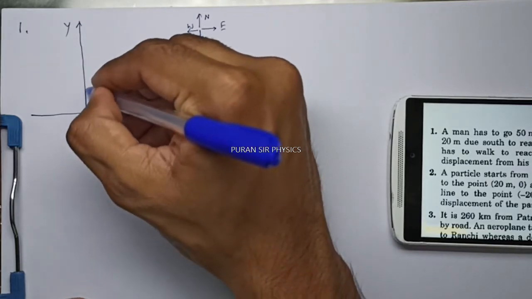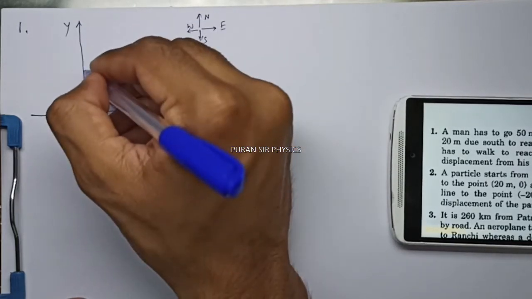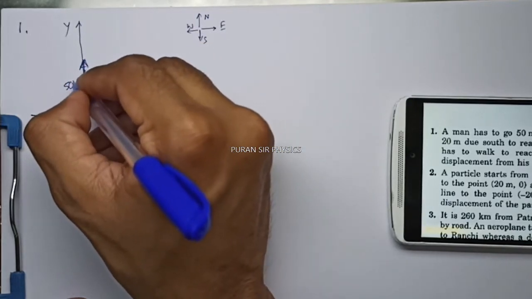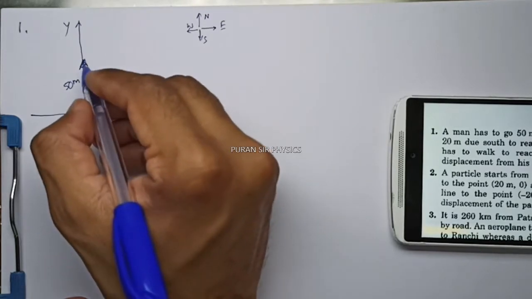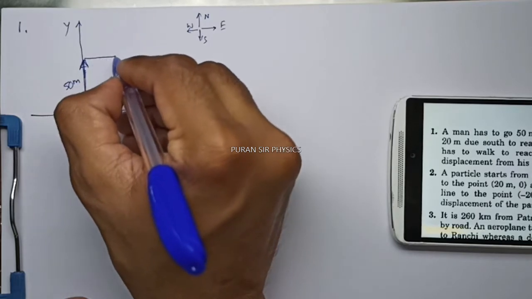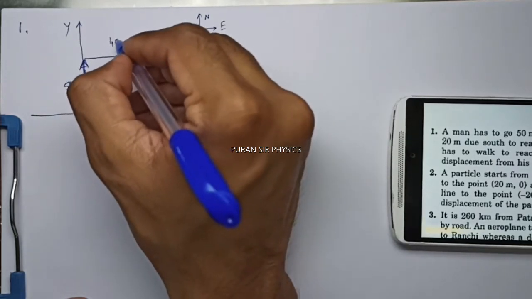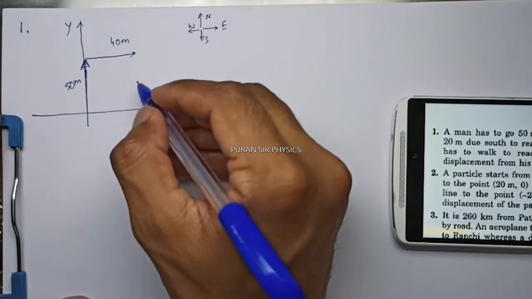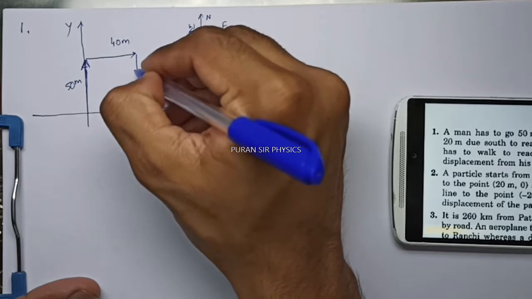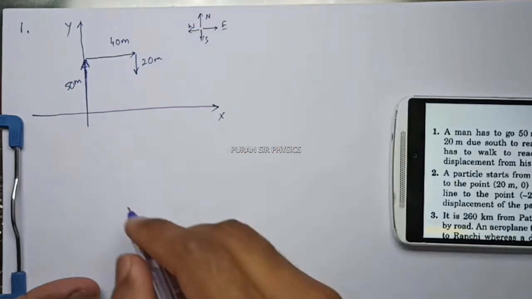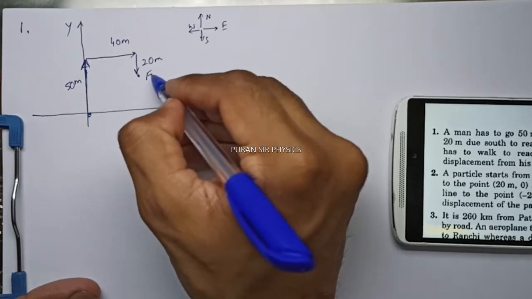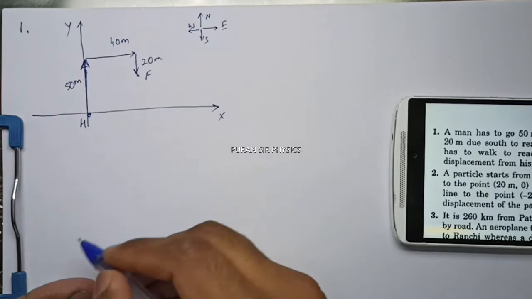So let us say, so this is 50 meter due north and then 40 meter due east. So 40 meter due east and then 20 meter due south. Okay, so it started from here and here is the field. This is your F and this is his home.